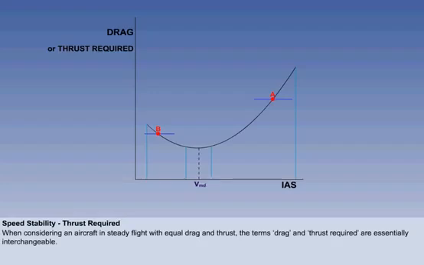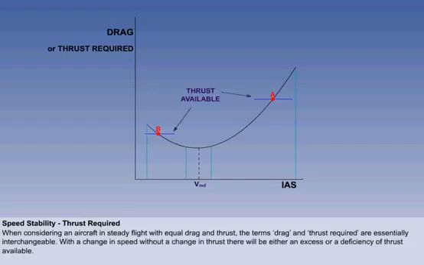For an aircraft in steady flight, if there is a change in speed without a change in power or thrust, the thrust available, there will be either an excess or a deficiency of thrust available, depending on the trim speed. We shall consider an aircraft at two speeds, at points A and B.